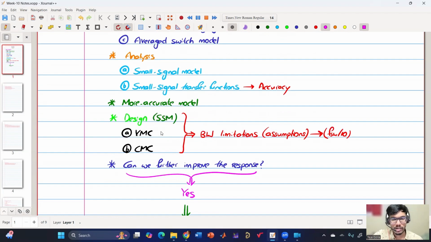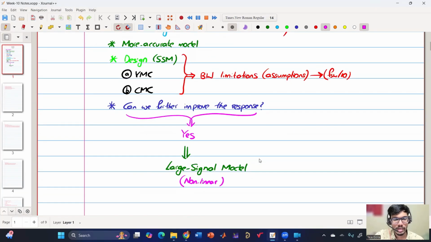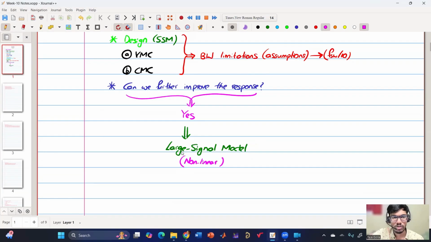But whenever this bandwidth is not sufficient to meet the requirements of the application, one such application is the data center application where I am currently working on for my PhD thesis. So in that case, we need to go for large signal model. So large signal model is non-linear. So we had to understand how to deal with the large signal model and how to design.